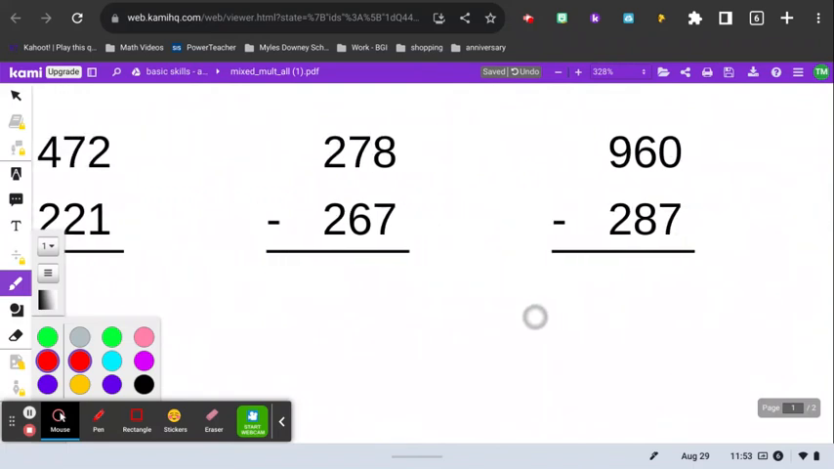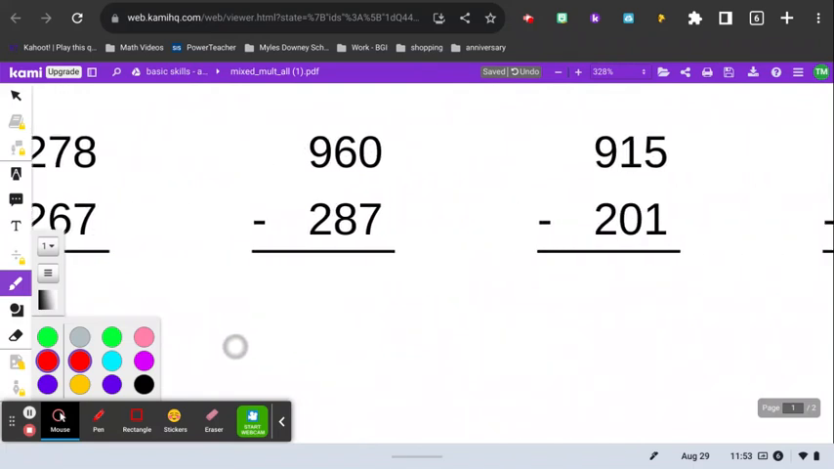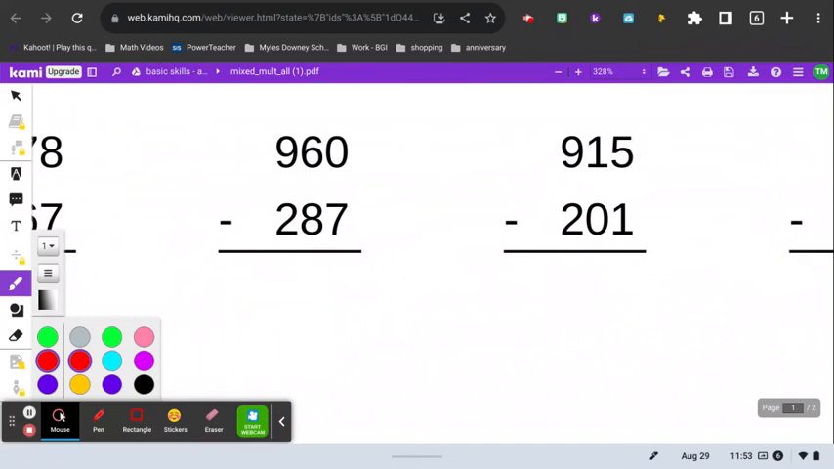I'm going to skip ahead to some that have some borrowing. So I'm going to go to this one here. So this one, we cannot do 0 minus 7, so we need to start borrowing. So we're going to borrow from this 6, change it to a 5, and we're going to turn this one into a 10. So now we can subtract the 10 minus the 7. That gives us 3.